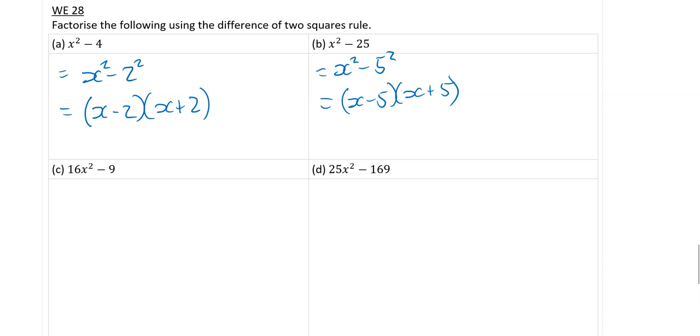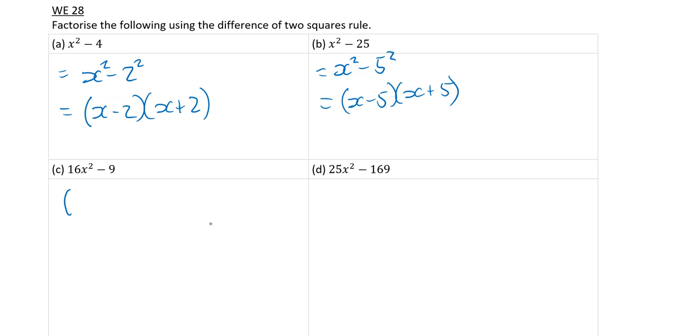Okay, stepping up a little bit now. Remember, it's not just the last term that needs to be shown as something squared. The first term needs to be shown as something squared as well. Now, in the first two examples, they both were. It was just x squared and x squared. But now I've got 16x squared. And currently that 16 is not being squared, but I need that 16 to be squared.